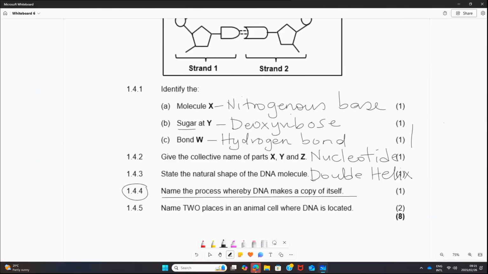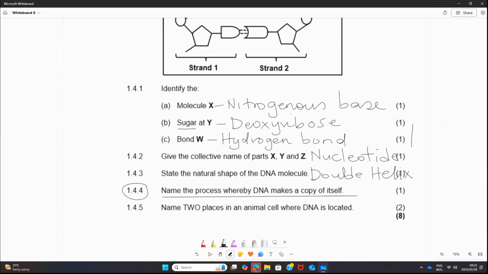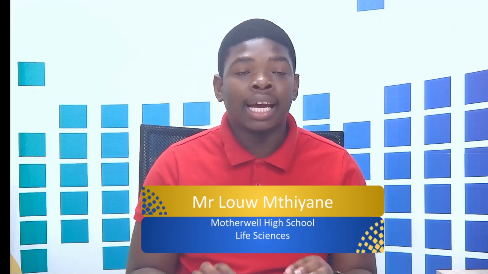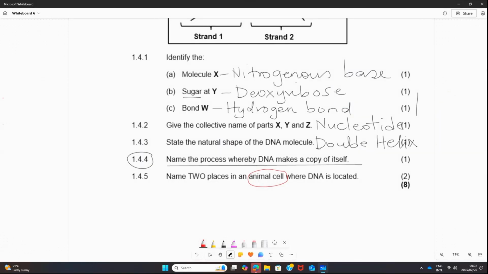Now, the last question is very important because it is speaking about the location of the DNA, particularly in an animal cell. If you remember, we said that in a plant cell it is found in 3 places, and in an animal cell it is found in 2 places. Now, what are those places or organelles where you'll find the DNA in an animal cell? The answer here is going to be the nucleus or the mitochondrion. Those are the 2 answers that are expected there.